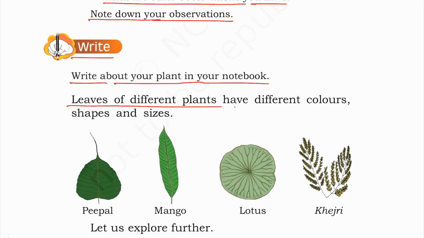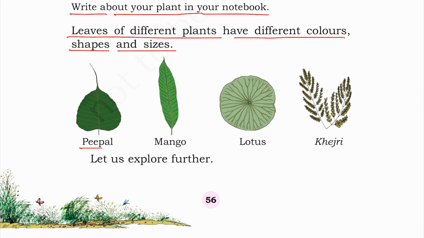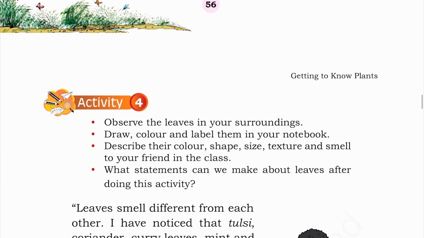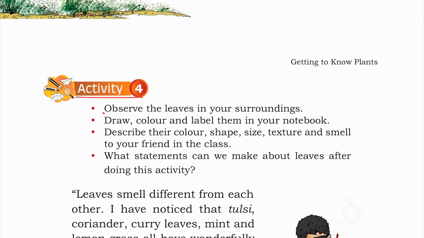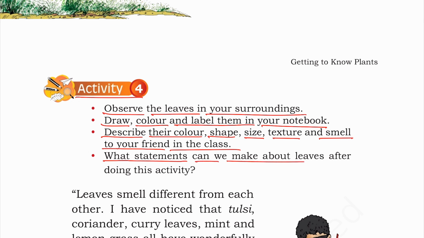Leaves of different plants have different colors, shapes and sizes. Peepal, mango, lotus, khejri. Let us explore further. Activity 4. Observe the leaves in your surroundings. Draw, color and label them in your notebook. Describe their color, shape, size, texture and smell to your friend in the class. What statements can we make about leaves after doing this activity?